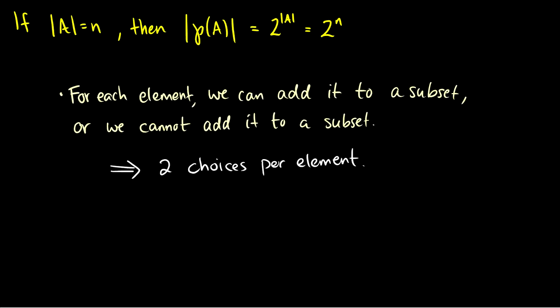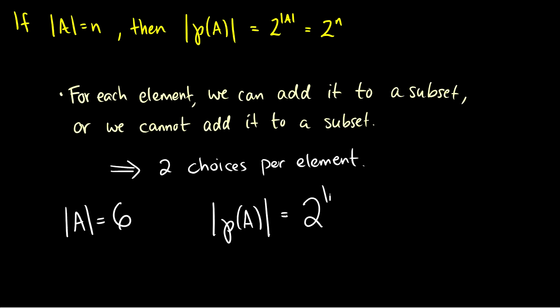So let's say I have that A has 6 elements in it. Then the cardinality of the power set of A would have 2 to the size of A, which is just 2 to the 6, which should be, I think, 32. 2, 4, 8, 16, 32. Should be 64 possible subsets. And that's quite a bit of subsets. That's quite a lot of possible subsets.